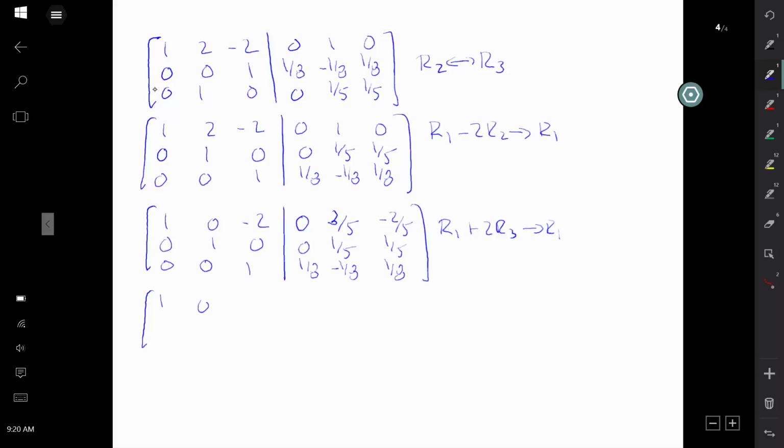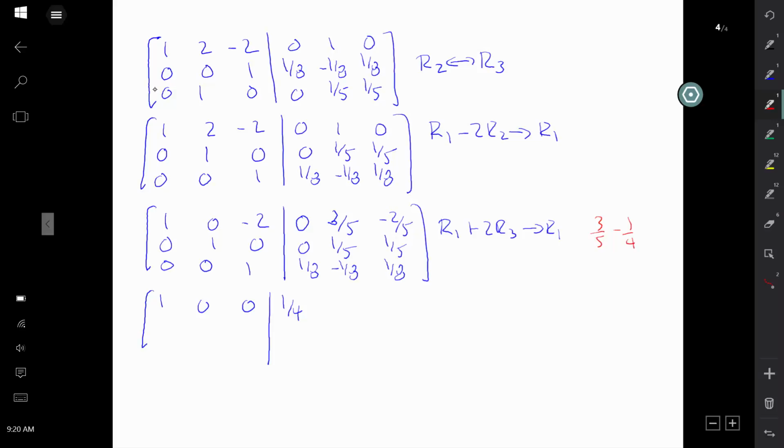1, 0, 0. There's that 0 I want. 0 plus 1 quarter, 1 quarter. 3 over 5 plus a quarter. Well, that's kind of annoying, right? 3 over 5 plus 1 over 4. Sorry, minus 1 over 4 because I got a minus sign there. Let's fix that.